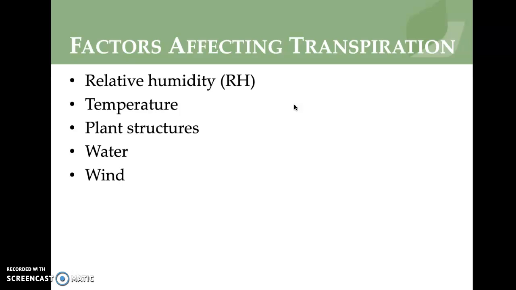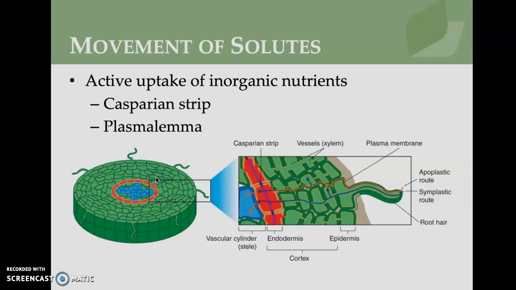All right, factors affecting transpiration. This is kind of common sense stuff here, but you have relative humidity, temperature, plant structures, water, and wind. Kind of common sense. Too much or too little could also be an issue. Wind, if it's a really windy area, if it's a plant outside, it could dry out very quickly. Temperature, high temperatures will increase the rate of transpiration. And then relative humidity, if it's really humid out, the plant's not going to lose water as fast, even if it is warm outside.